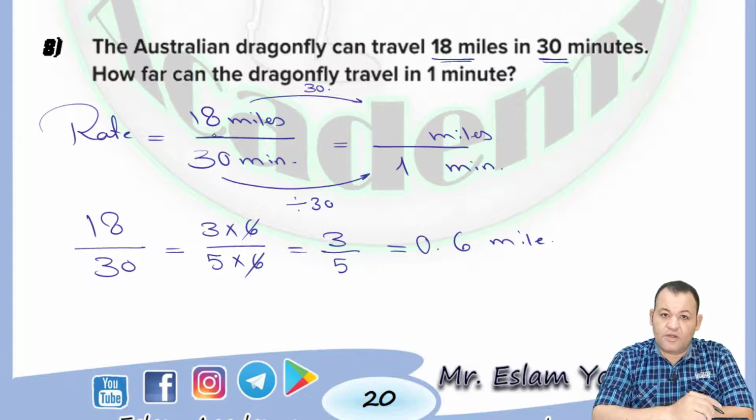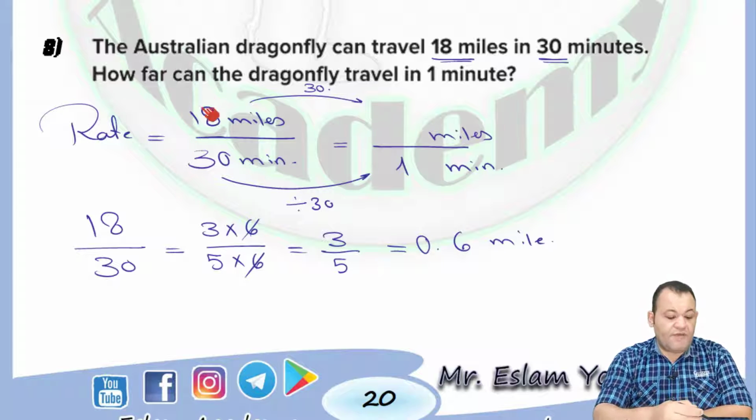Again, how can we solve the question? We need to compare the number of miles to the number of minutes. We have 18 miles and 30 minutes. We need to know how many miles in 1 minute. It means we need to find the unit rate.